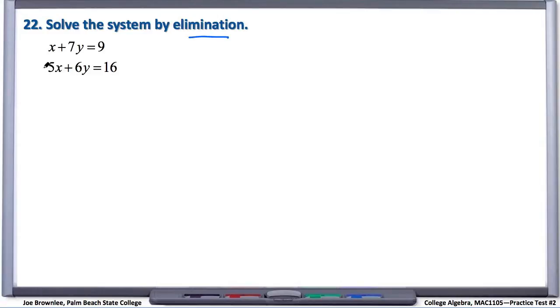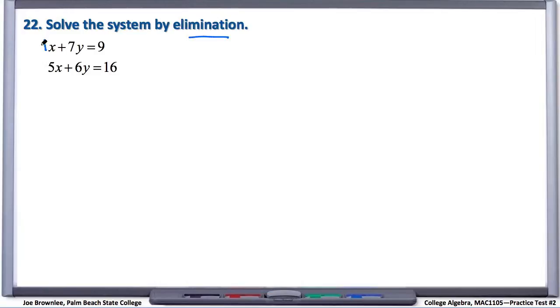That means if this x here has a coefficient of positive 5, we need the x in this equation to have a negative 5, because a negative 5 plus positive 5 will cancel each other out, will eliminate each other. Well, right now the x in the first equation has a coefficient of 1. So what do we need to multiply 1 by to get it to be a negative 5? Well, 1 times negative 5 is negative 5.